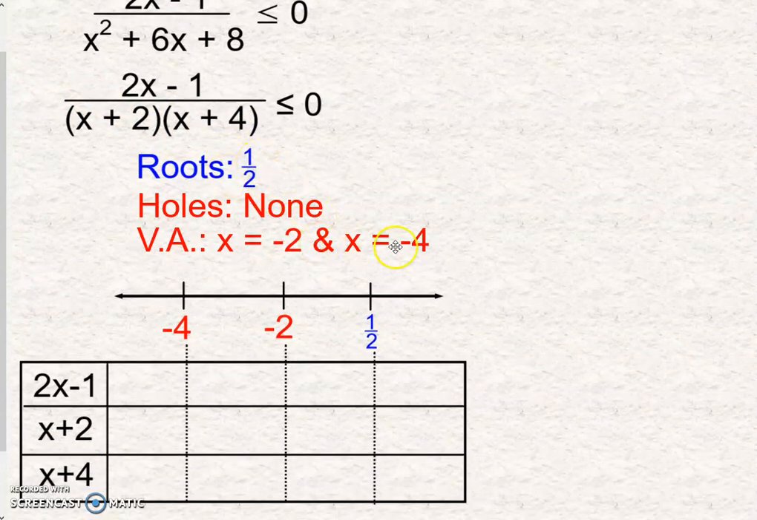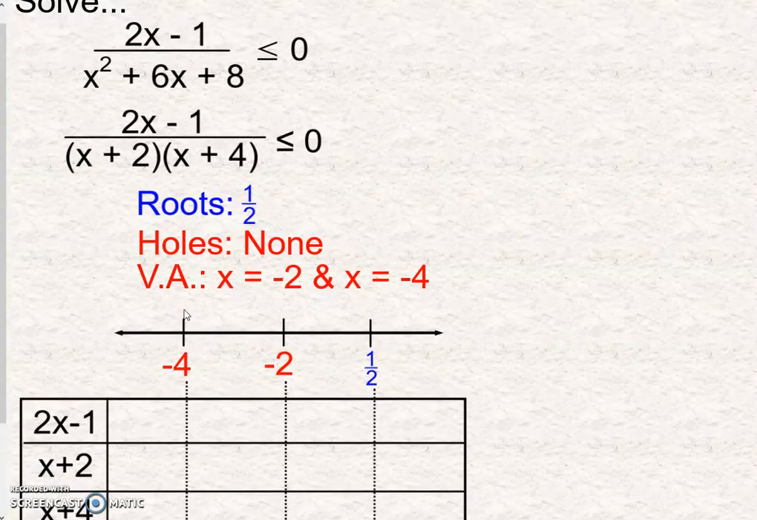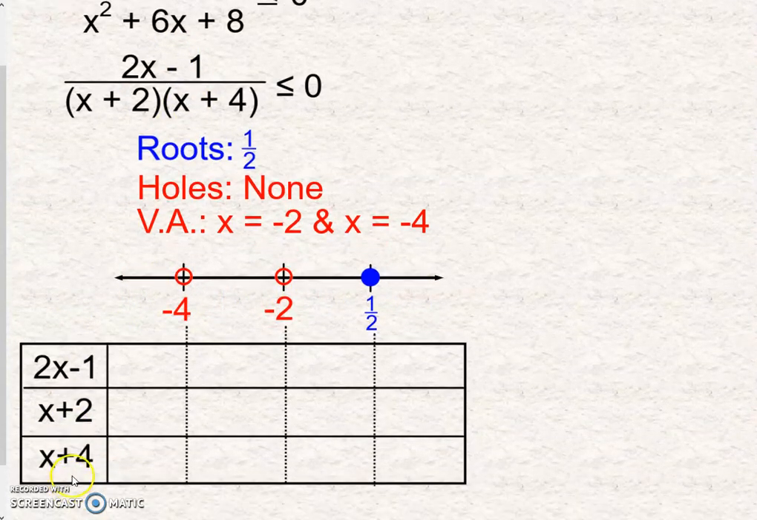So these 3 values are going to go down here in my number line. They're the critical points. Our output is allowed to equal 0, so the root should be solid. But x cannot cross an asymptote, so those are going to be open circles. And now we have 4 regions. We have these 3 factors which go down here. And then we do our test.